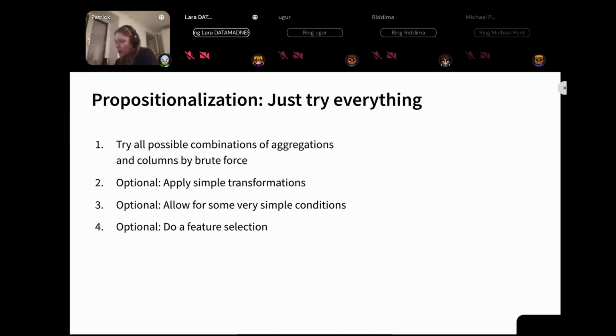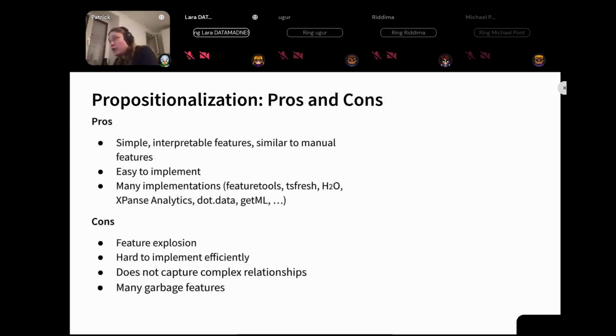So I want to quickly discuss the pros and the cons of propositionalization as an approach. The first pro is it's very simple. You get very simple, interpretable features that are very similar to the kind of features you would probably build by hand. And this is a very big pro. You really shouldn't underestimate the power of interpretability, the ability to go to your customer and tell them, look, these are the kind of features that we have built. And it's not witchcraft, it's all there.